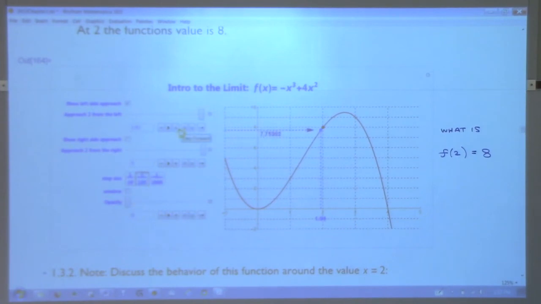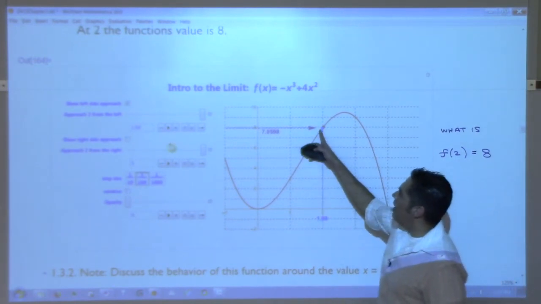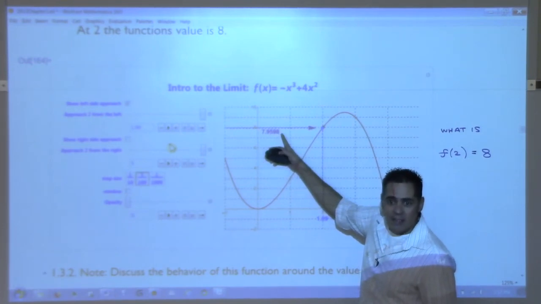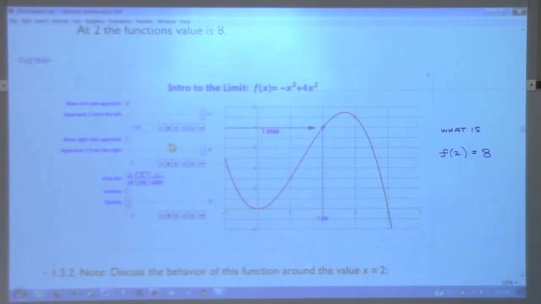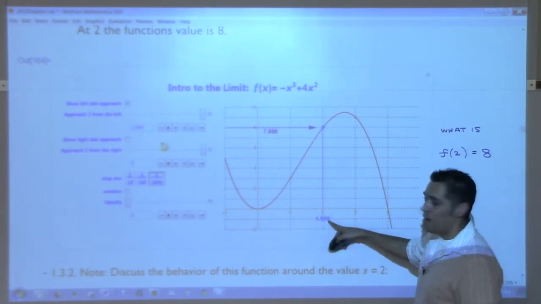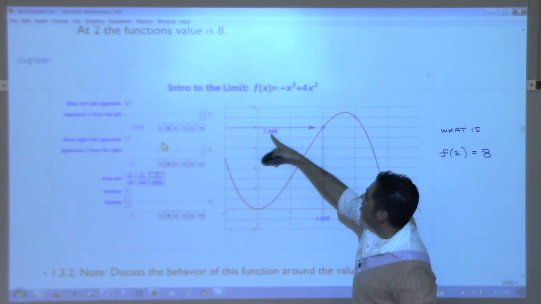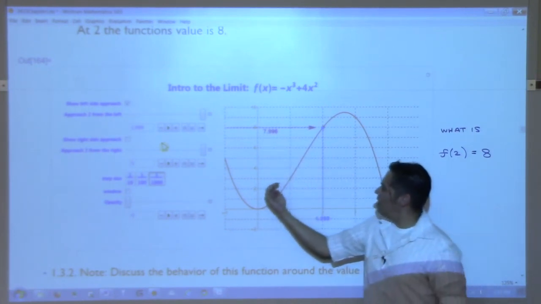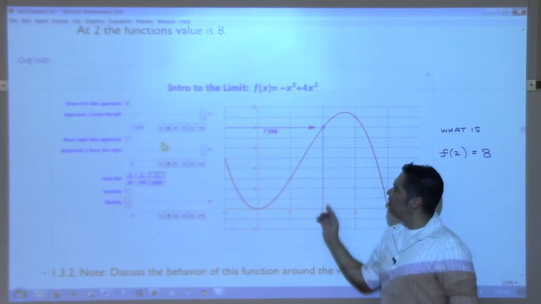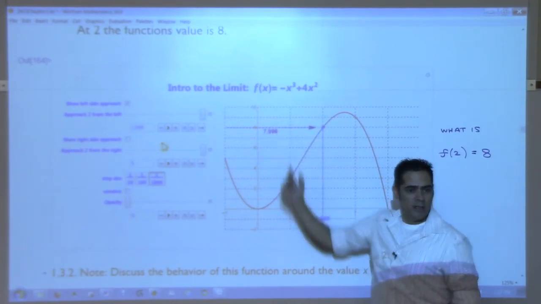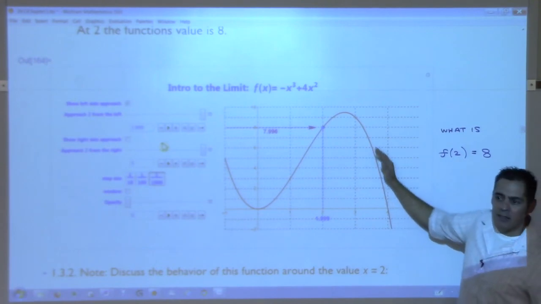I'm going to get even closer. Right now we're at 1.99, and our y value is 7.9598. It's getting closer to 8, isn't it? And then let me get even closer. Oh, wrong one. Oops. Got too many things here. So now we're at 1.999, which is even closer to 2, and I'm at 7.996. So I think just from the picture, it looks like as I come in this way, getting closer to 2, my y value gets closer to 8. Yes? Does the same thing happen if I come in from the right-hand side?